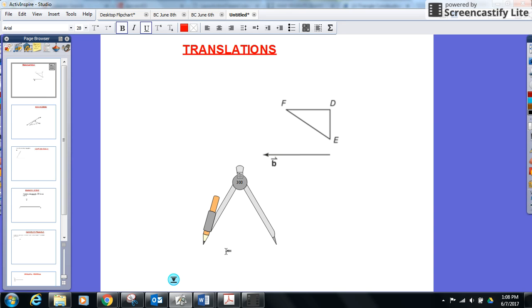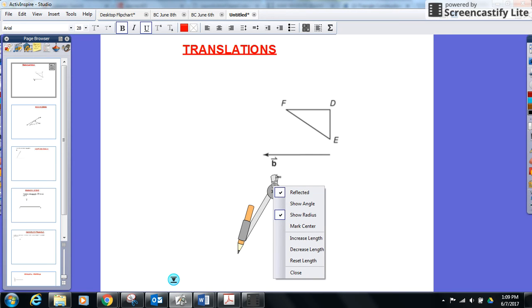In this construction, we will go over how to do translations given a figure and a translation vector. In this example, we were given triangle FDE and we want to translate it along vector B. So our finishing image should be in the direction of the vector, and each pre-image point, D, E, and F, should translate the length of the vector.